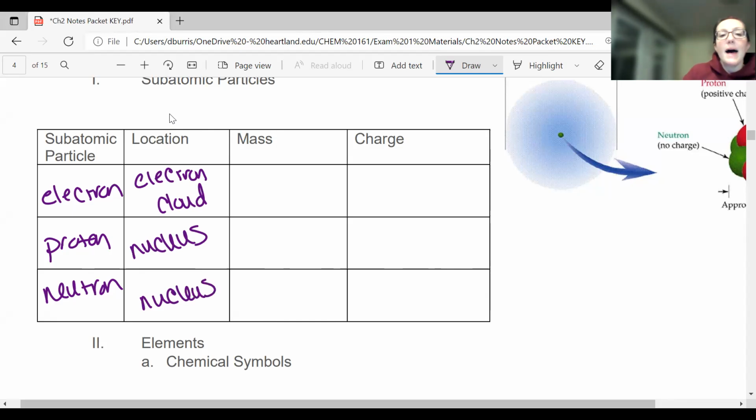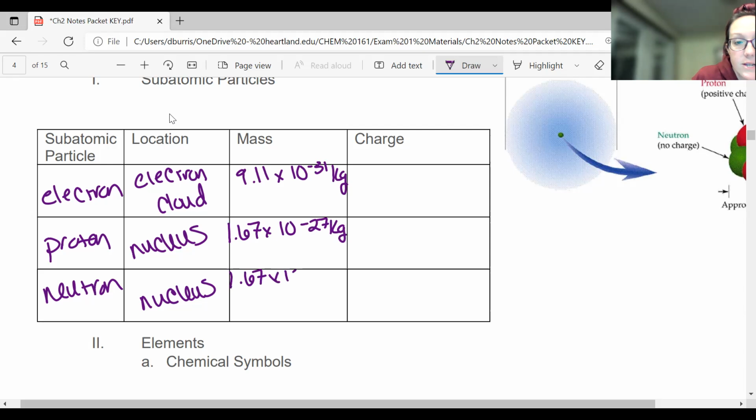Now, their masses, and usually we go in terms of kilograms, our SI unit. The mass of an electron is 9.11 times 10 to the negative 31st kilograms. Really small mass, right? A proton is 1.67 times 10 to the negative 27th kilograms, and so is a neutron. These are very similar, a little bit different in mass, but not much. What I want you to look at is the big difference between the orders of magnitude of an electron and a proton and a neutron. An electron is so much smaller, and protons and neutrons are about the same.